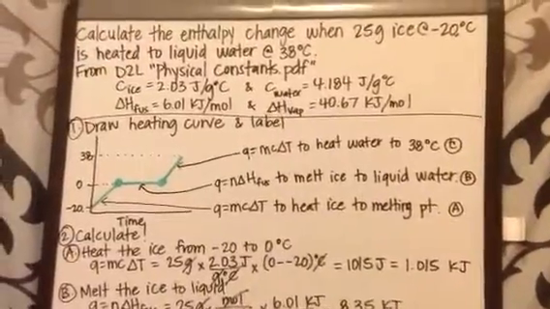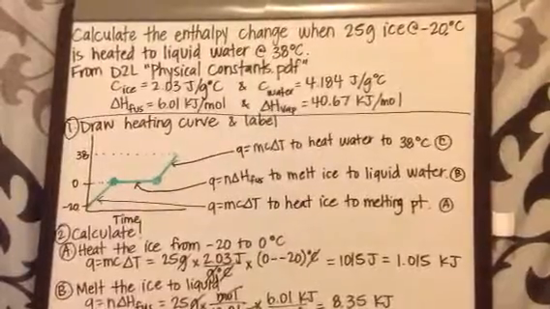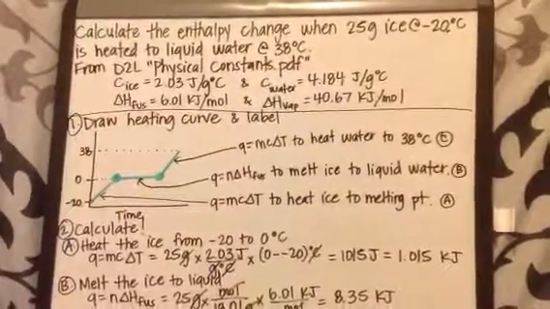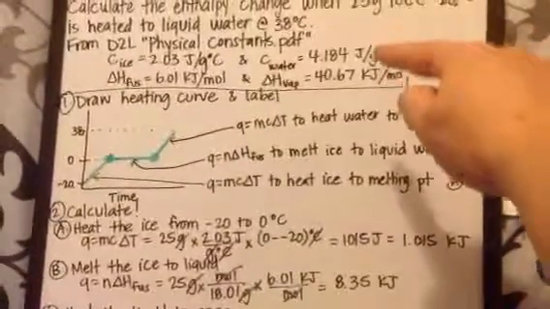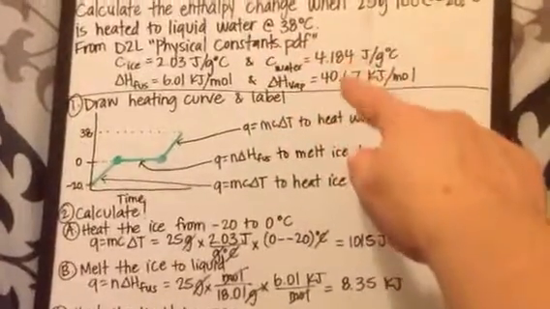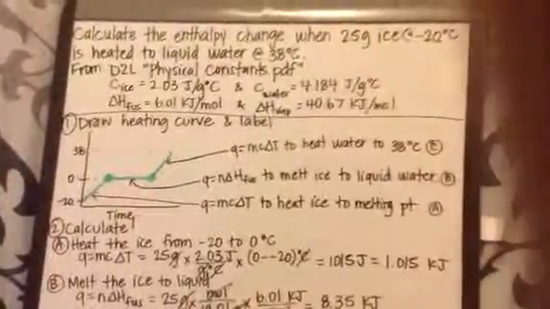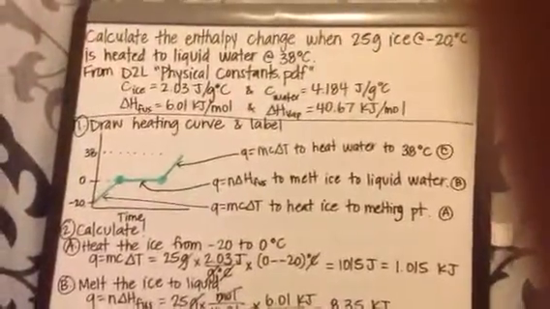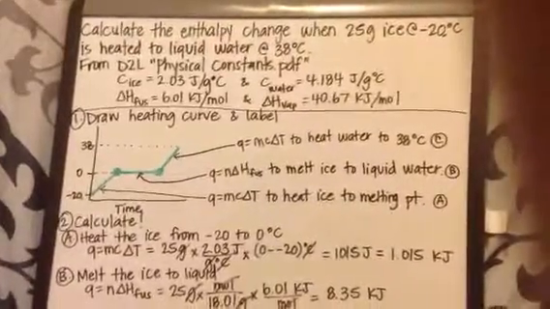Alright, here's a more involved problem involving phase changes. Calculate the enthalpy change when 25 grams of ice at negative 20 degrees Celsius is heated to liquid water at 38 degrees Celsius. So all this data right here is coming from this file called Physical Constants in the Content folder. Alright, the heat capacity of ice is different from the heat capacity of liquid water, and the heat of fusion is what we use for melting, whereas heat of vaporization is what we use for boiling.